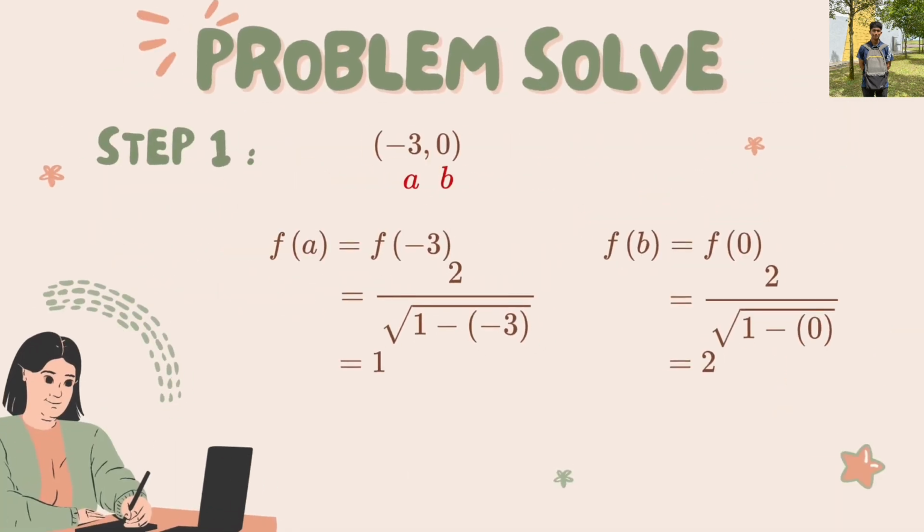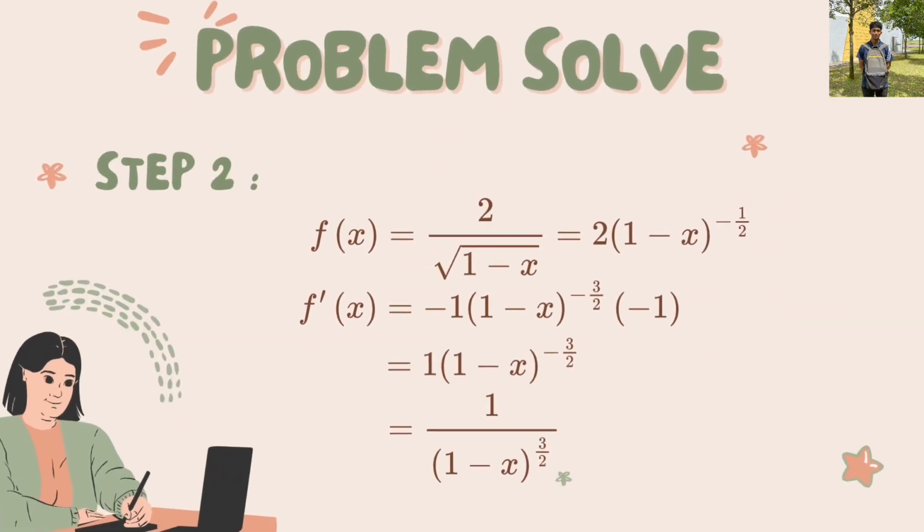Now we are going to solve the problem, and step 1 we must find f(a) and f(b). Now given −3 and 0. −3 is for a and 0 is for b. Now we find the f(a) first. f(a) equals f(−3) and we get 1. Okay, 1 for f(a). For f(b) equals f(0) and we get 2 for f(b). Okay, clear?